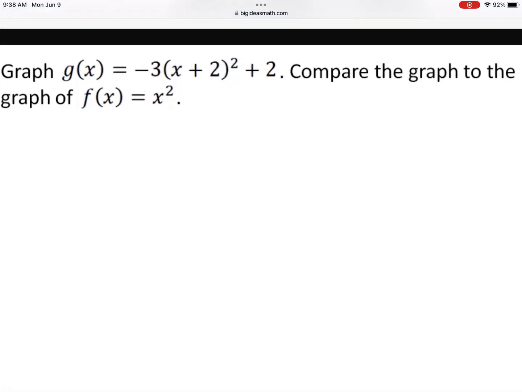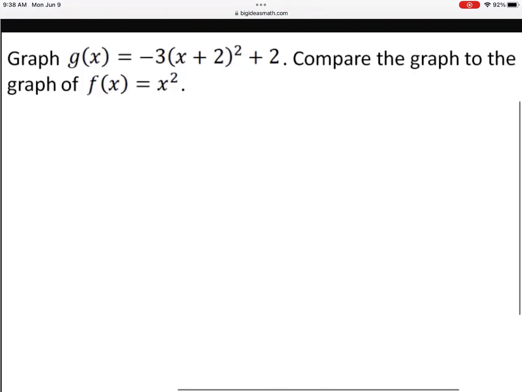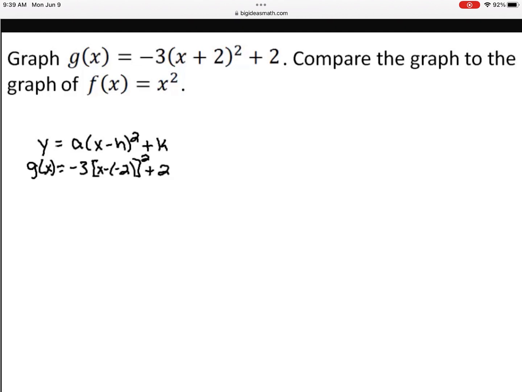Graph g of x equals -3 times the quantity x plus 2 squared plus 2. Compare the graph to the graph of f of x equals x squared. Notice that g is of the form y equals a times the quantity x minus h squared plus k. Rewrite the function to identify the constants. Here a is -3, h is -2, and k is 2.